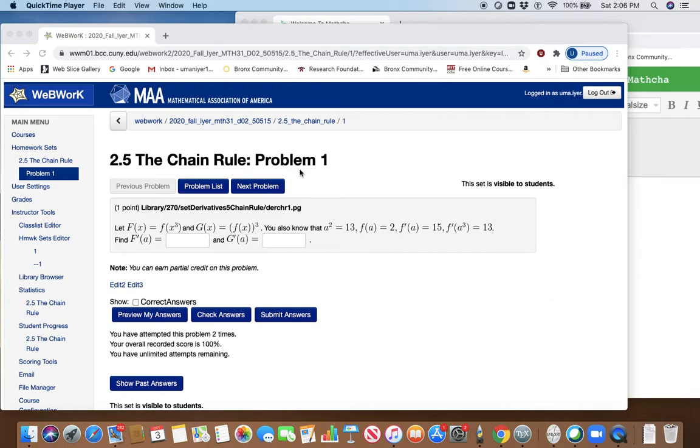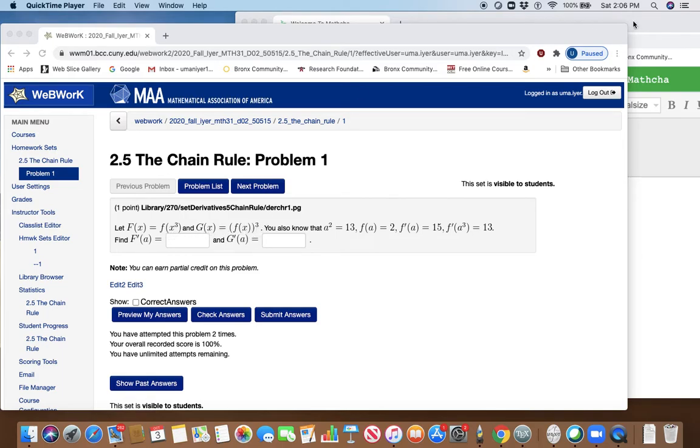Back. Problem 1, section 2.5. Let capital F(x) be little f(x) cubed and capital G(x) be the cube of f(x). We know a few of these things. Find capital F prime of a and capital G prime of a. So notice F(x) is a composition, so is G(x).